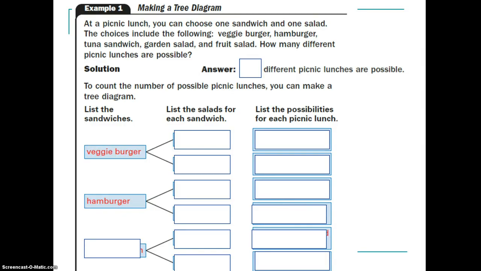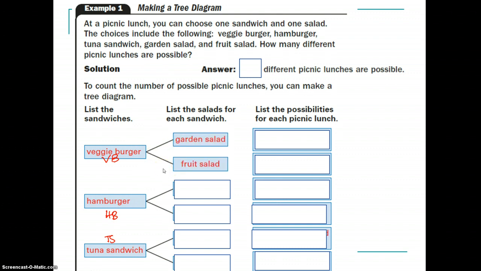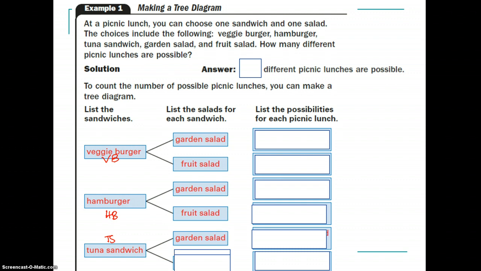So list the sandwiches first, and you can abbreviate these if you need to. Then from there, make branches to list the salads that you can get with each sandwich, garden and fruit. So each type of sandwich gets a garden and a fruit salad. Again, abbreviated G and F.